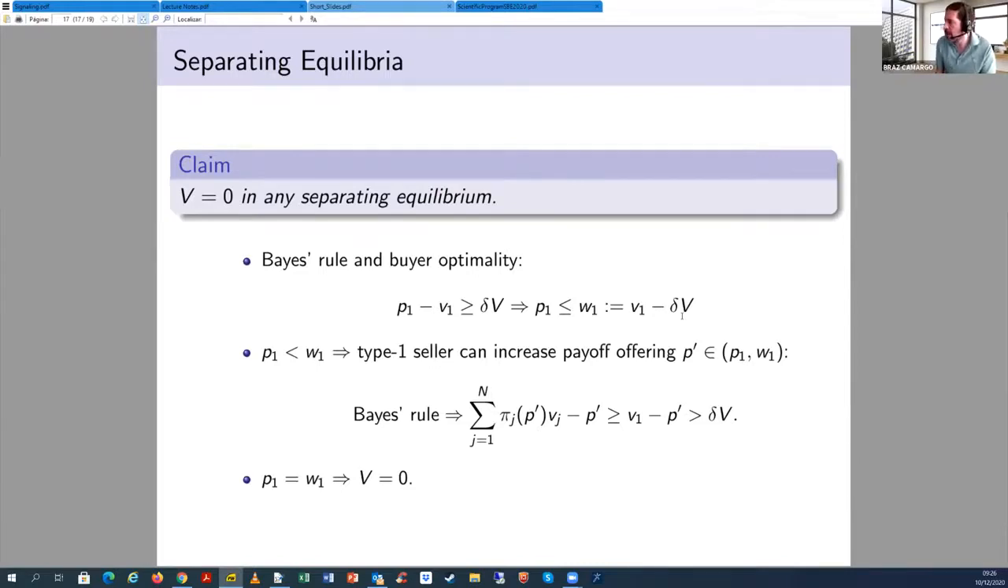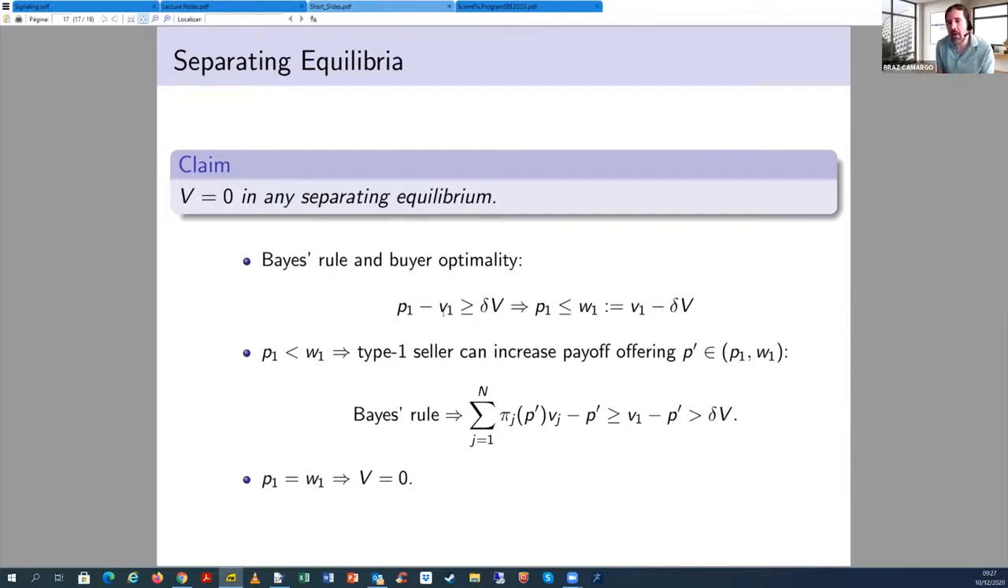If I look at buyer optimality, as a buyer I see a seller posting a price P1, and I know that I'm dealing with a type 1 seller. If I trade at the price P1, my payoff is V1 minus P1. This payoff has to be greater than my continuation payoff from not trading. So I'm only going to be willing to trade if the price P1 is sufficiently small. It has to be less than or equal to W1, which is the difference between V1, the value of the type 1 good to the buyer, and delta V1, my discounted continuation payoff from not trading.